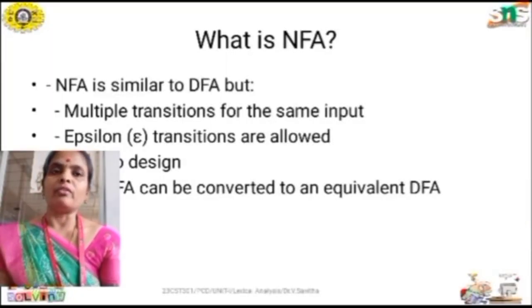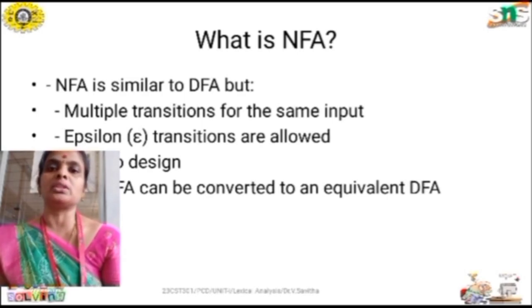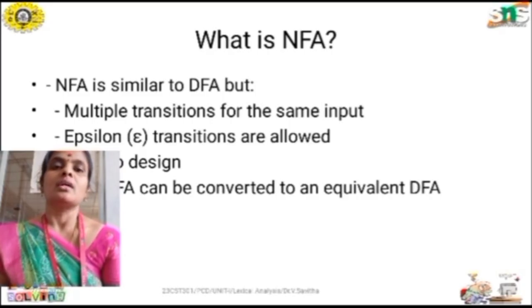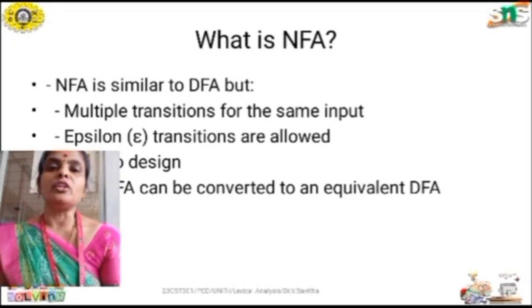Formally, the NFA can be defined as similar to the DFA, consisting of the same 5 attributes as the finite automata, which include the set of states, input symbol, start state, final state, and the transitions. But there is one difference: the NFA consists of multiple transitions from the same input, and it includes the epsilon transitions, otherwise called the empty transitions.